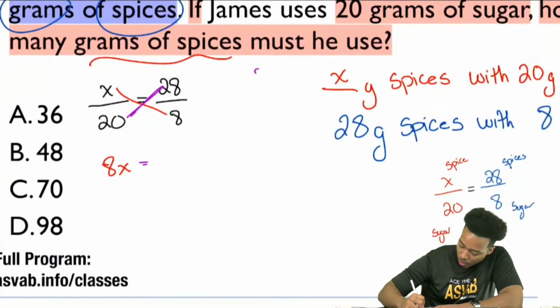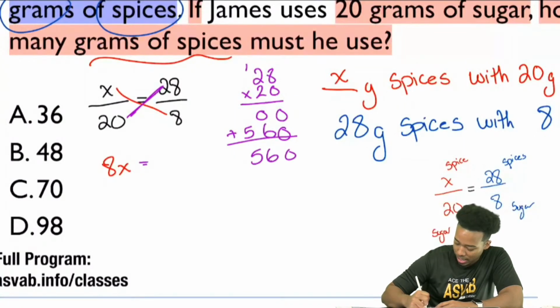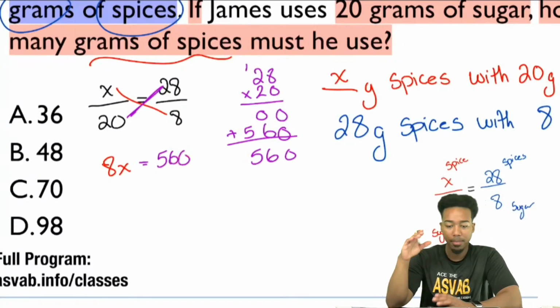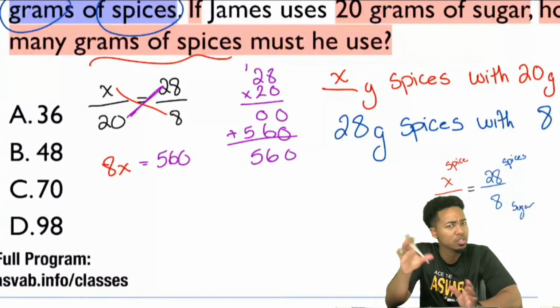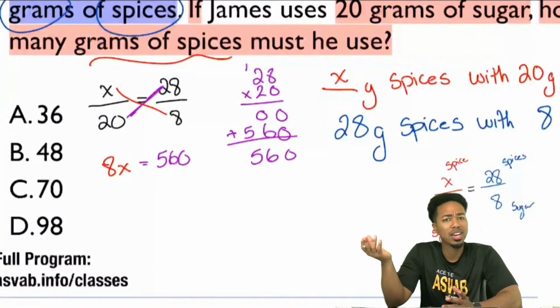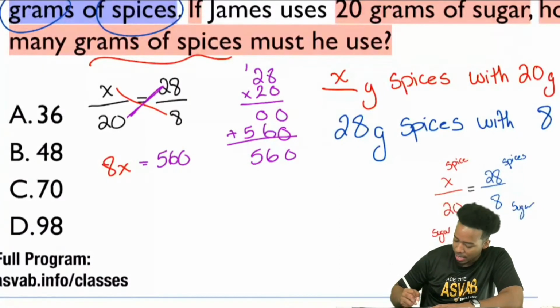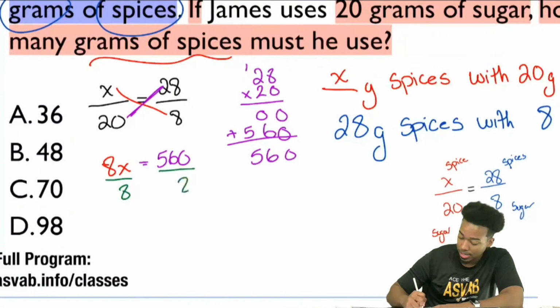But at the end of the day, if we do 28 times 20 quickly, 8 times 0, 2 times 0, drop a 0 there. 8 times 2 is 16. 2 times 2 is 4, carry the 1 is 5. So we have 560. That may have taken a little bit of time, but we got it done. Then we have 8x equals 560. So we have to divide both sides by what, everybody? Perfect. We divide both sides by 8.